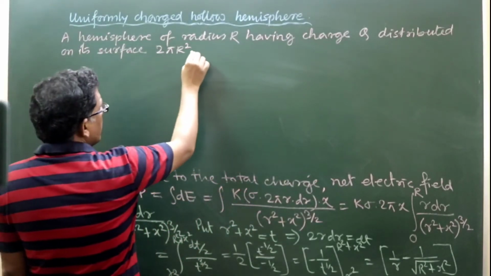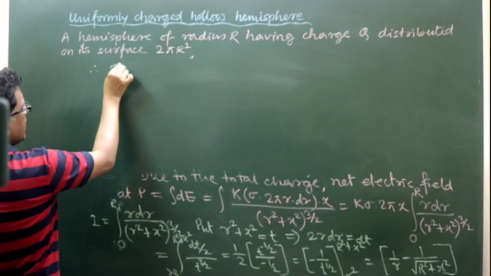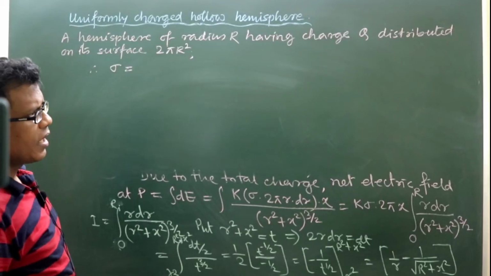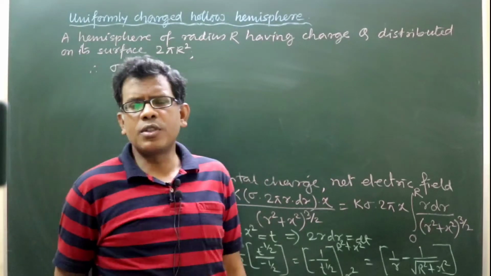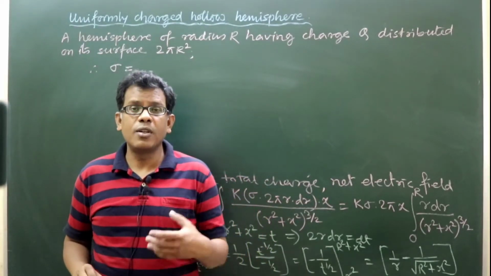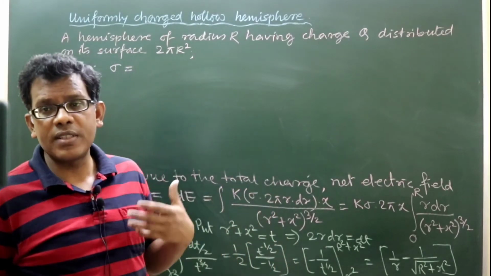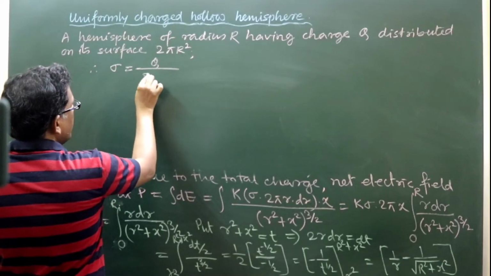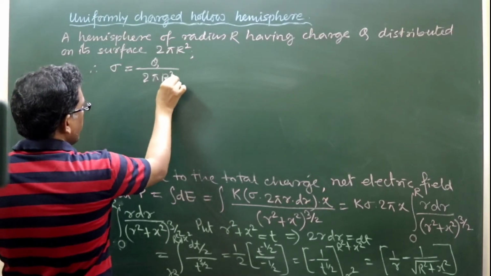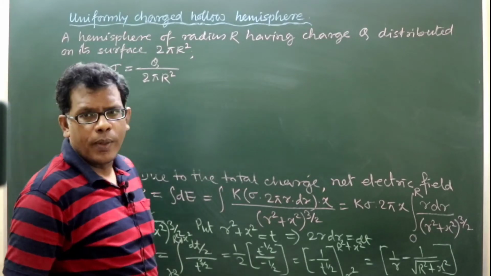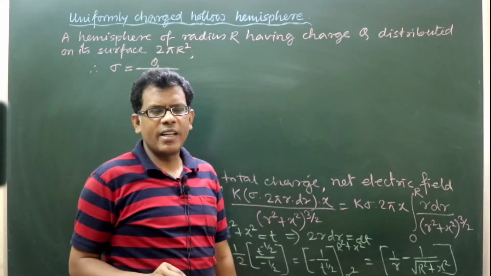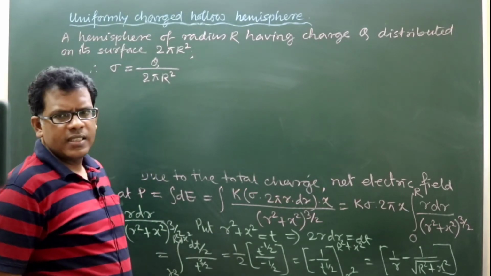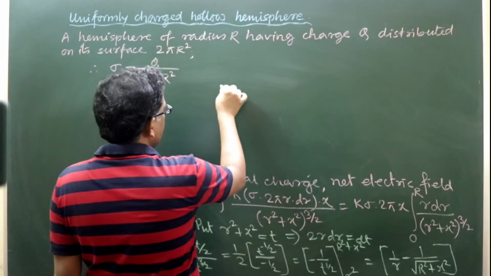So therefore sigma, that is the surface charge density, what we have seen in the previous case also, because the charge is appearing on the surface, so charge distribution uniformity will be based on charge per unit surface area, right? So it will be q divided by 2 pi r square. Are you getting it? So now in this case it will be an interesting geometry.